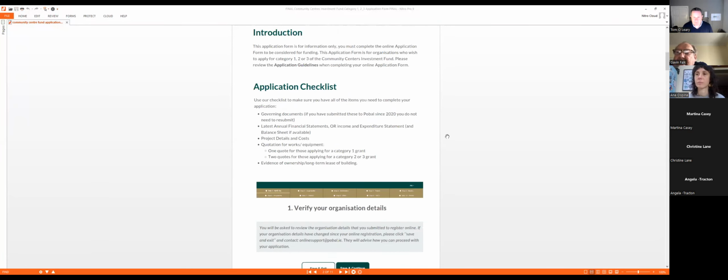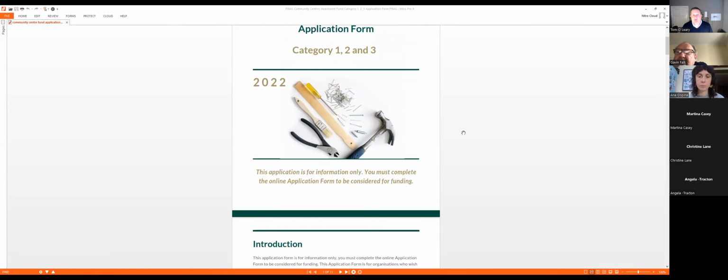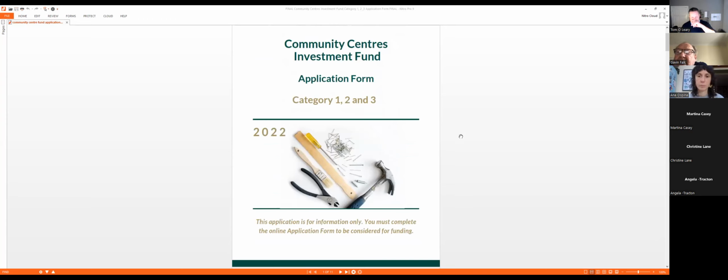So this is the Community Centres Investment Fund, which was announced about a month ago by the department. This created an awful lot of excitement across the country, because people thought at long last we've got money for community centres, because it was difficult to get money for community centres, especially when NEDA funding wasn't available.